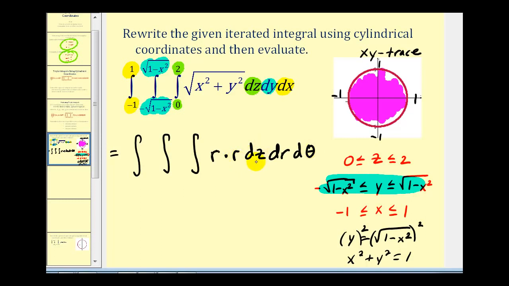The limits of integration for z, they were given to us in the original integral. It's going to be from 0 to 2. And then for the limits of integration for r, we can take a look at our xy trace. R will start at 0 and then go out to 1. So limits of integration are from 0 to 1 for r. And then for theta, we want this entire circle, so we'll start at 0 radians and go all the way around to 2 pi. So in cylindrical coordinates, this integrand is going to be much easier to evaluate. Let's go ahead and rewrite this as r squared.